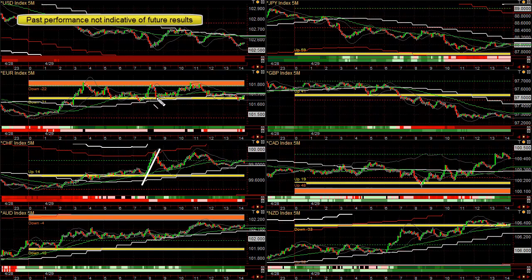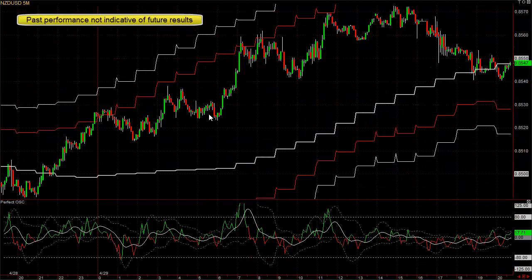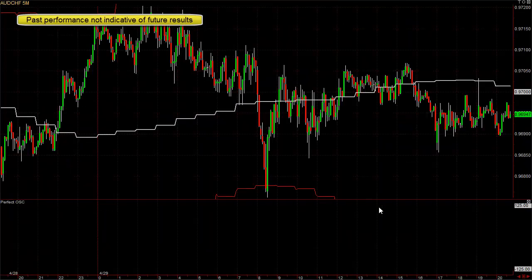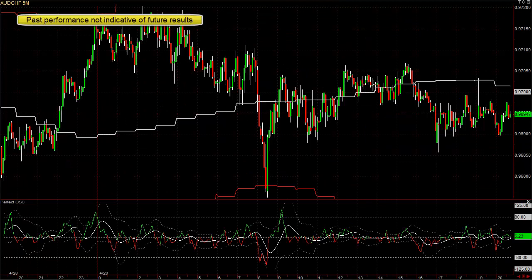this one, the Euro's kind of pulled back and is finding support. At 8:30, the New Zealand looks strong, as does the Australian. So let's take a look at 8:30 buying the Australian Swiss. The Swiss is likely to reverse at 8:30.